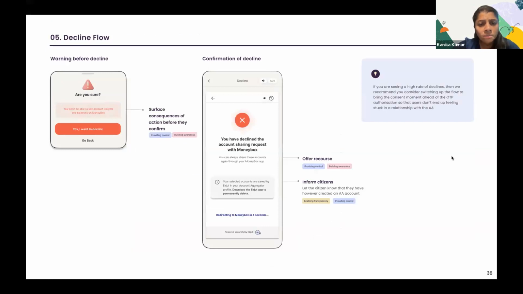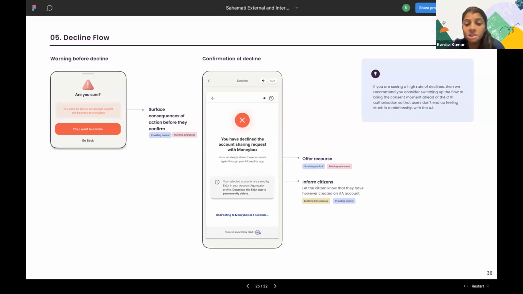We've also recommended a decline flow at the end, which we think that if you're seeing a large number of declines towards the end, you might want to bring it before the authorization moment. But let's say the decline moment comes towards the end, then highlighting and informing the citizens, because authorization by this point would have been completed, to let them know that the selected accounts that they had shared through account aggregator are still on account aggregator, but not shared with the FIU, just in the spirit of transparency, and that they can always go to the account aggregator app to potentially delete it.